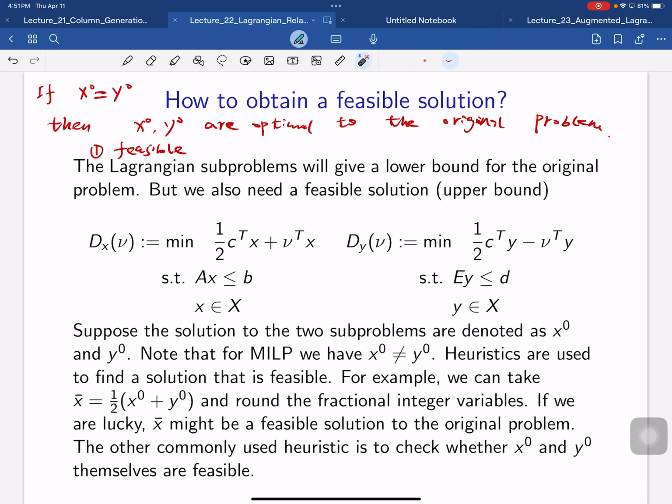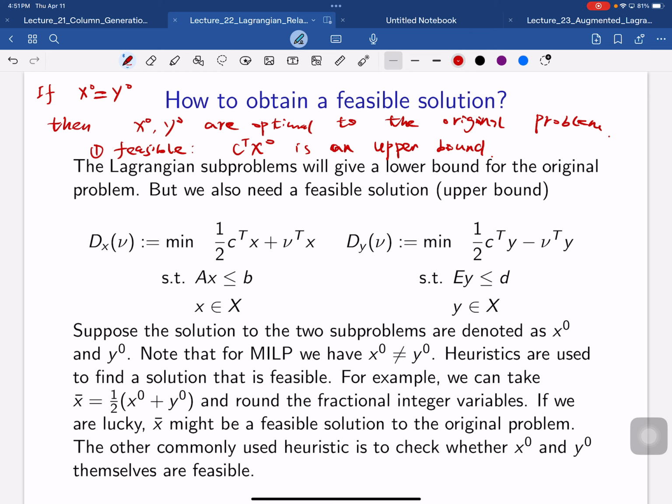Okay, and then we already showed they are feasible, right? So since x naught equals y naught, this objective can be written as C transpose x naught, right? Because they are equal. So this is, let's say, an upper bound, because they are feasible. A feasible solution to a minimization problem is an upper bound to the original problem.